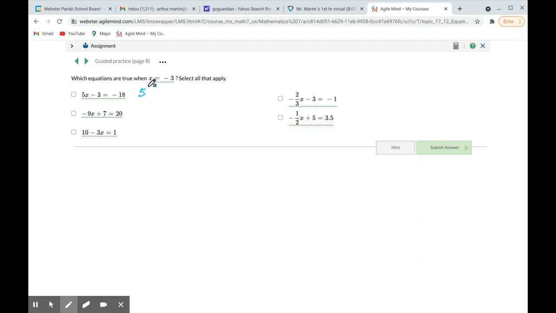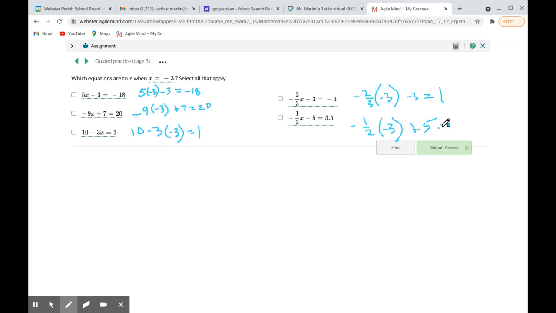So I'm going to rewrite this as 5 times -3 minus 3 equals -18. All right, this one's -9 times -3 plus 7 equals 20. We have 10 minus 3 times -3 equals 1. -2/3 times -3 minus 3 equals 1. And -1/2 times -3 plus 5 equals 3.5.